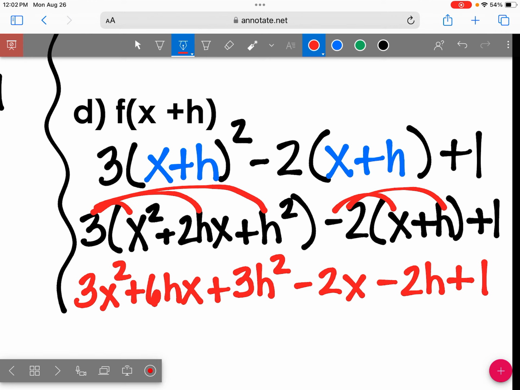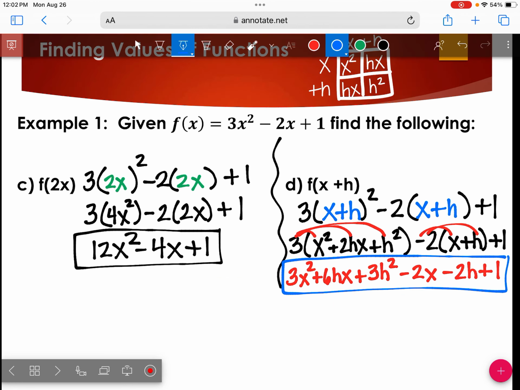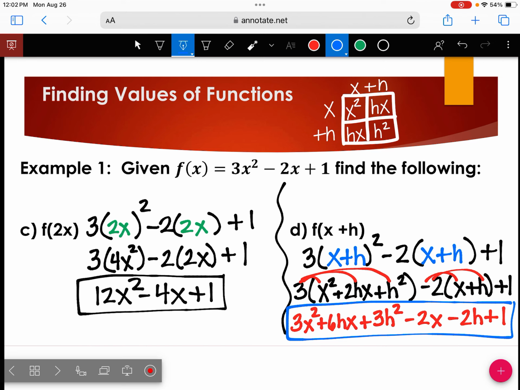Are any of these like terms? In order for it to be like terms, you would have to have the same variable with the same exponents. You can't add together an x squared and an x. They're not friends. They don't like each other. So this would be your final answer and you would be done. All right, any questions about these 4 before we move on to operations?